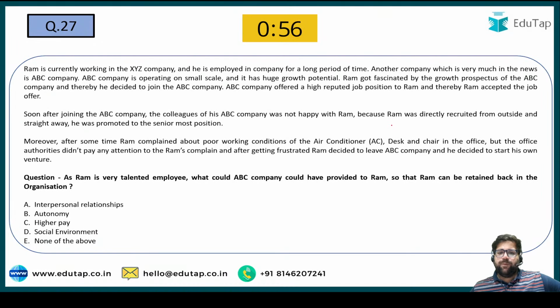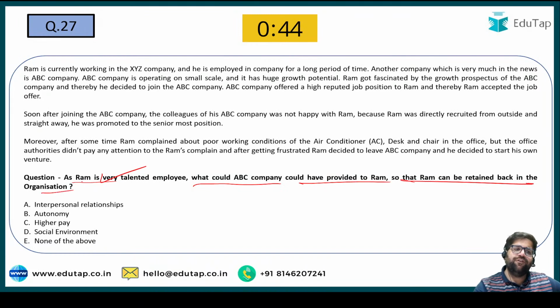Question number 27. Ram is a very talented employee, and we all know that Ram has come to the ABC company now. What could ABC company have provided to Ram so that Ram can be retained? If you see this particular paragraph, all the different employees of ABC company are not happy with Ram. They are giving him negative vibes because they are not having good relations. So the social environment needs to be improved, and if it is improved, Ram could stay back in the organization, provided that each and every person he is working with is loving him as well.